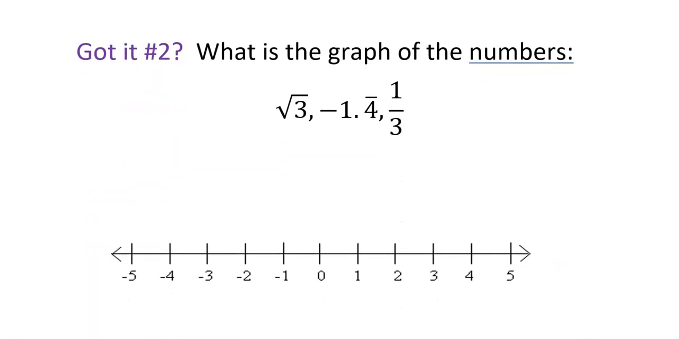Here's Got It question number 2. You can pause and try this one on your own just to see if you get it right. What is the graph of the numbers? So 1/3 I already know is about 0.3 repeating. -1.4 is already there. And then the square root of 3 is about 1.7, and I'm just estimating that to 1 decimal place. So now we'll estimate where they are on the graph. This one belongs to the square root of 3. -1.4 is on the negative side. It's between -1 and -2, just a little under half.